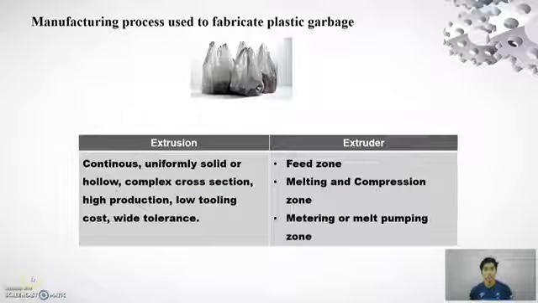This video is about manufacturing processes and technology of plastic garbage. The manufacturing process used to fabricate plastic garbage has two types: extrusion and extruder. Extrusion is continuous, uniformly solid or hollow, with complex cross-section, high production, low tooling cost and wide tolerance. For the extruder: feed zone, melting and compression zone, metering or melt pumping zone.